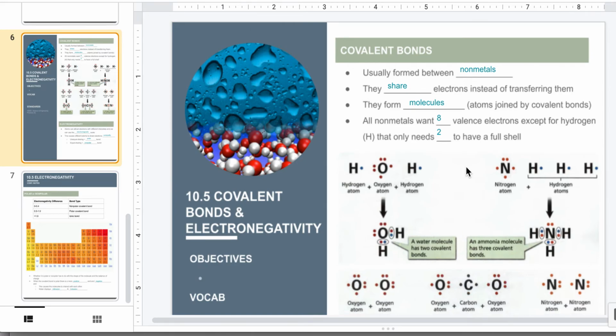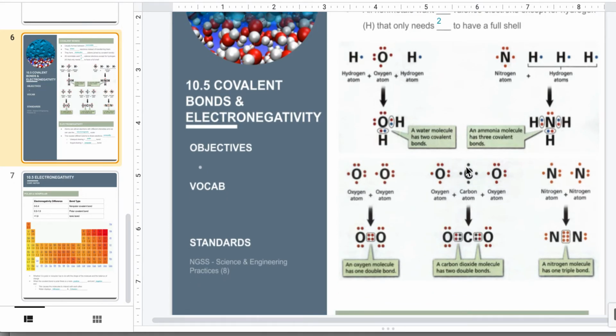If we look at the different diagrams here, we have different elements combining together in order to form these covalent bonds. Hydrogen, oxygen, nitrogen, and carbon are all classified as nonmetals. Because it's nonmetal to nonmetal, it is a covalent bond. You see that oxygen has 2 unpaired electrons, so it needs 2 additional electrons in order to be happy and have 8 in its outer shell.